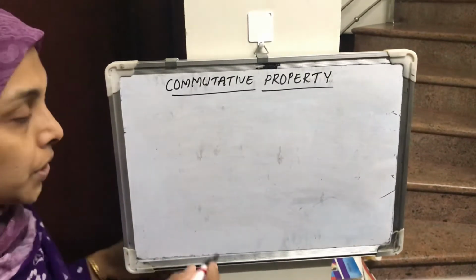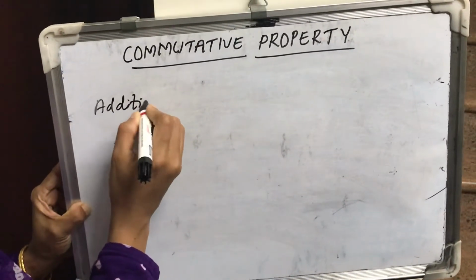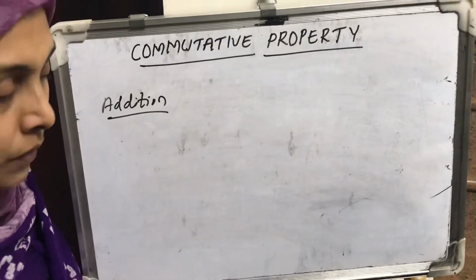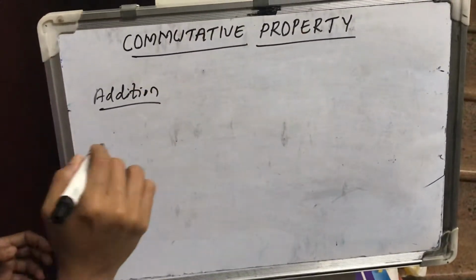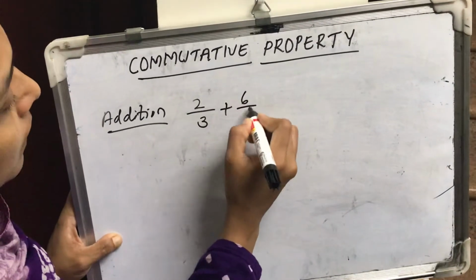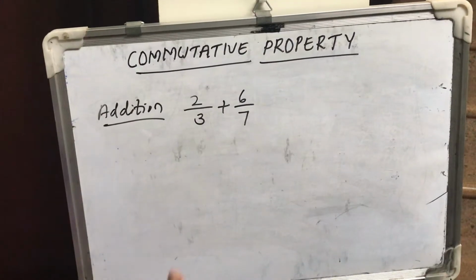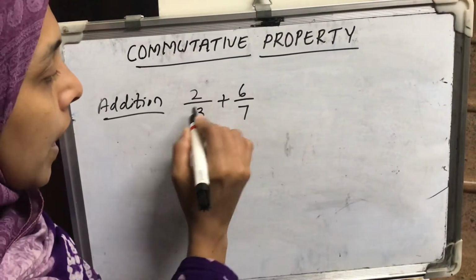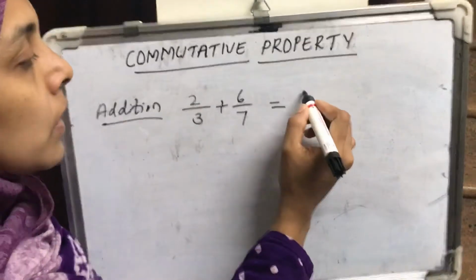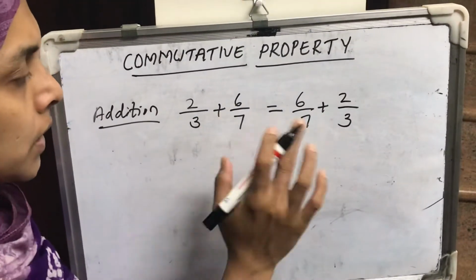So first we can take addition. In the case of addition, what will happen? That means if we add any two rational numbers. First I took the example 2 by 3 plus 6 by 7. Its answer, when we add these two rational numbers, will be the same as when we add 6 by 7 with 2 by 3. That all of you know, it will be very easy.